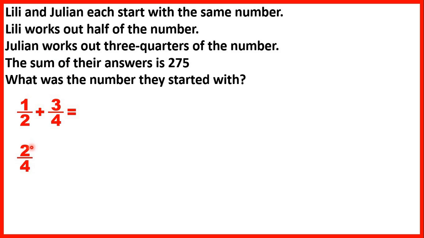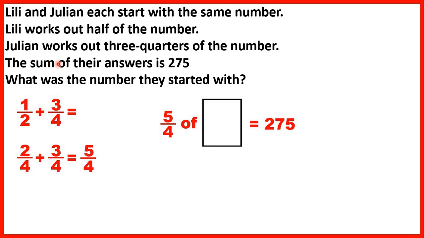1/2 is the same as 2/4, and if we add 3/4 to that, we can see that they found 5/4 of the number. So that means 5/4 of the number is 275. So normally, to find a fraction of a number, we divide by the denominator and multiply by the numerator. But here, because we have a missing number problem, we need to do the opposite.